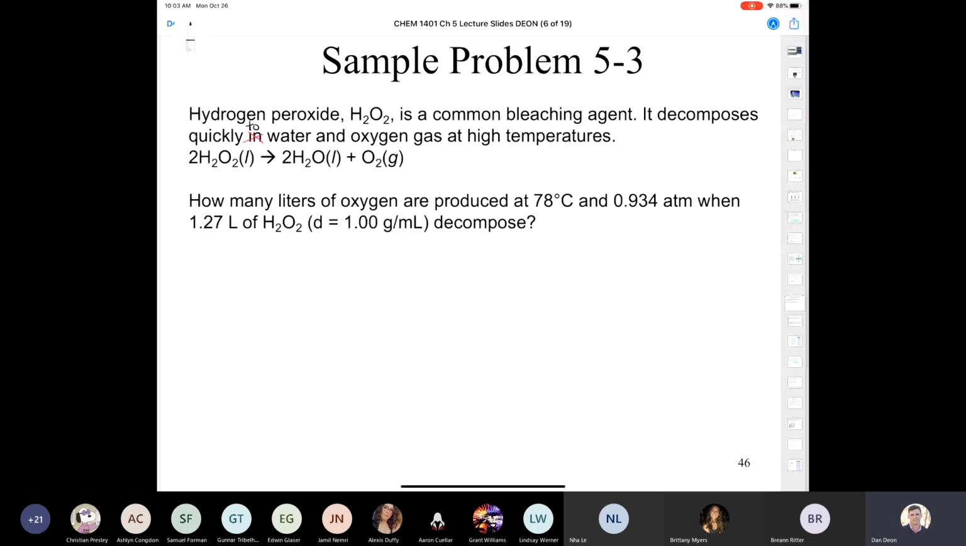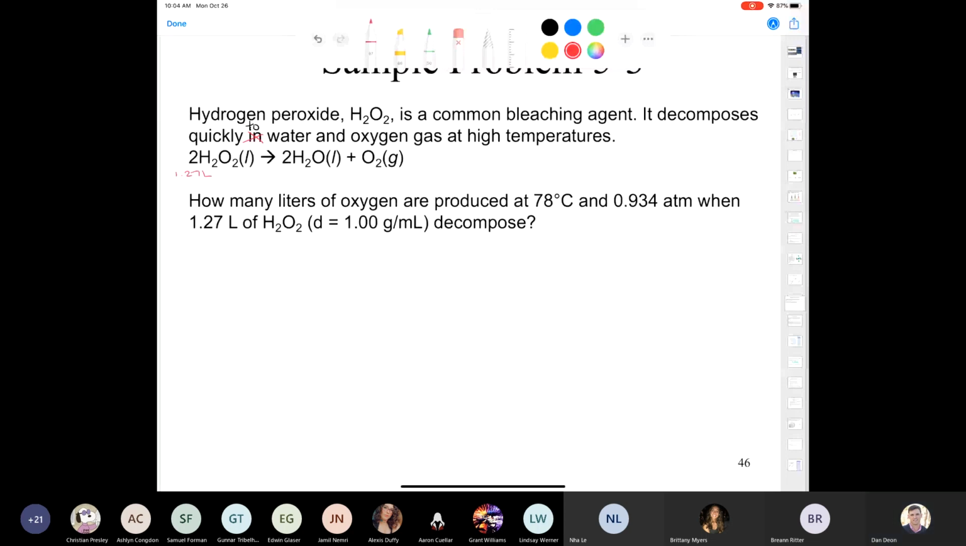How many liters of oxygen are produced at 78 degrees Celsius and 0.934 atmospheres when 1.27 liters of hydrogen peroxide, and they give us the density, decomposes? Well, let's take a look at what we're given here. We're given a beautiful balanced equation, and we know that we're starting out with 1.27 liters of hydrogen peroxide. What we're trying to determine is the volume of oxygen. How much oxygen is produced?